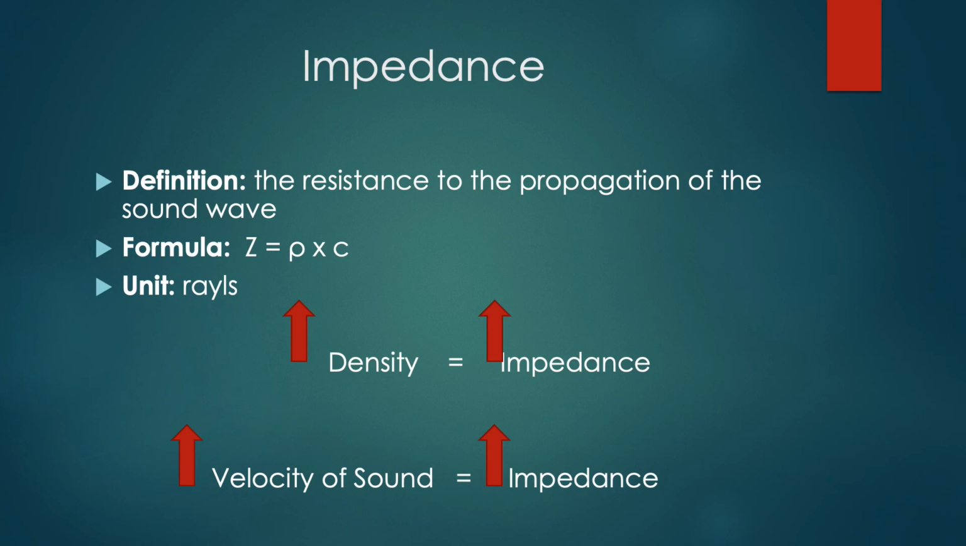So one more time, what is reflection? Sound bouncing back to the medium it came from. What's the reason? Difference in acoustic impedance. What is acoustic impedance? It is density times propagation speed, and it is the resistance to the propagation of the sound wave. What units do we use for impedance? Rayls. And what letter represents impedance? Z. If we increase either of the two factors in the equation, the impedance will increase. So if Z equals P times C, and I increase the density or the propagation speed, that will increase the impedance.